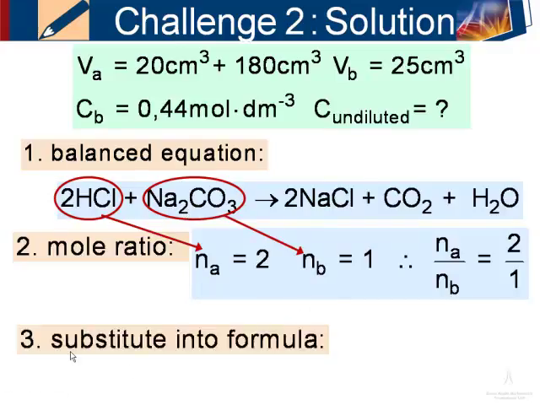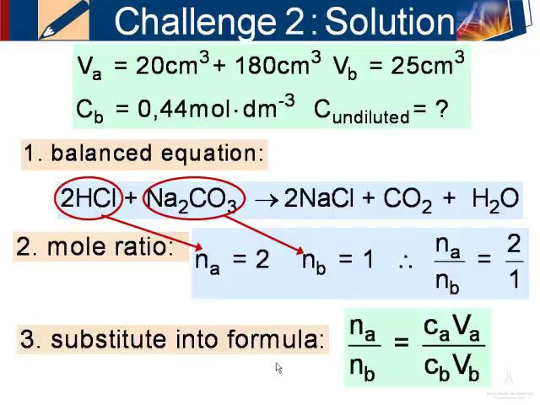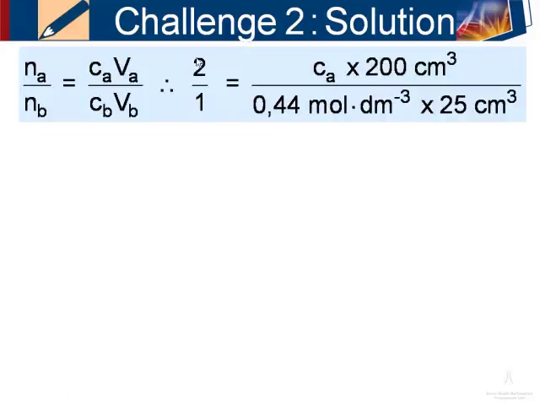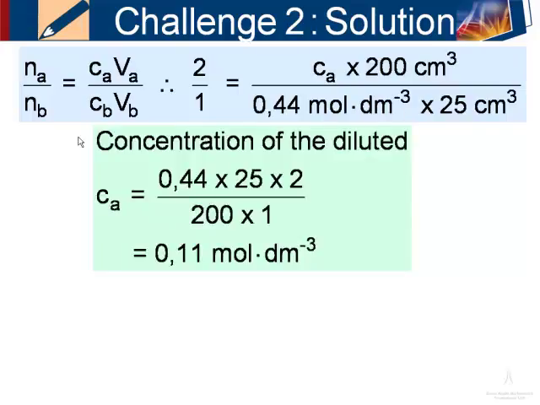And the last step is to substitute into the formula. Remember, there's our formula, Na over Nb equals CaVa divided by CbVb. If we substitute 2 moles of the acid divided by 1 mole of the base, we do not have the concentration of the acid. We've got the volume of the acid, we've got the concentration of the base, we've got the volume of the base. And we make Ca, the concentration of the acid, the subject of the formula. The final answer becomes 0.11 mole per cubic decimeter.